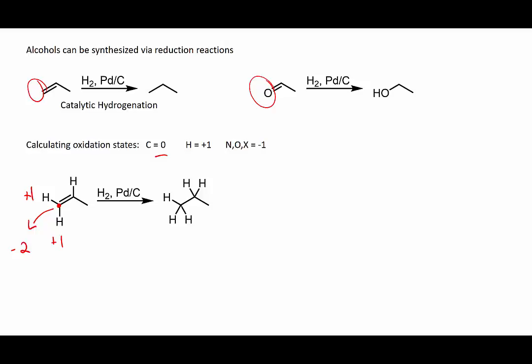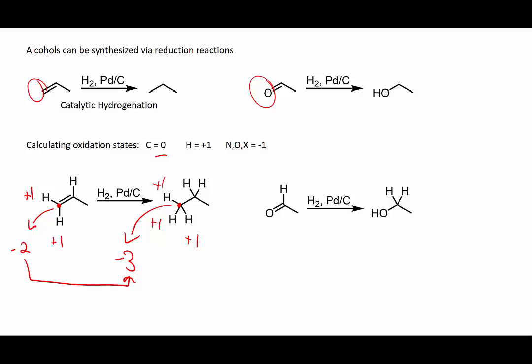Let's compare it to this carbon over here. Each of these hydrogens is +1. So this carbon atom has a net state of -3. Remember, reduction is a gain of electrons, and we went from -2 to -3, so we're gaining an electron. This is a reduction reaction.